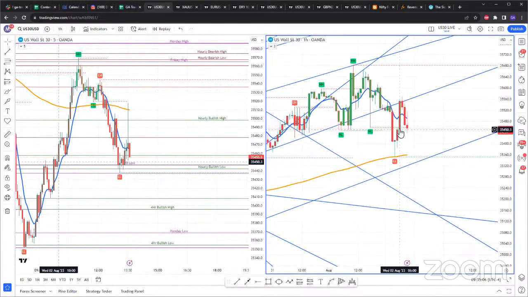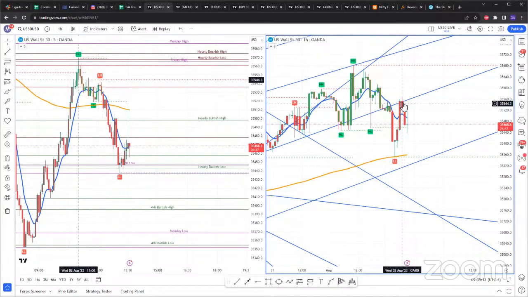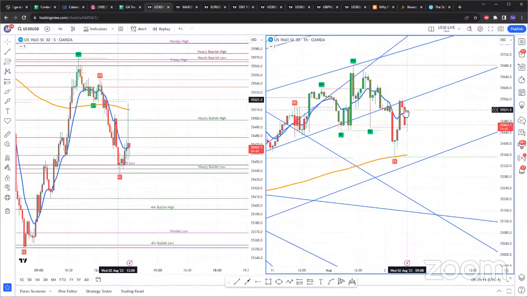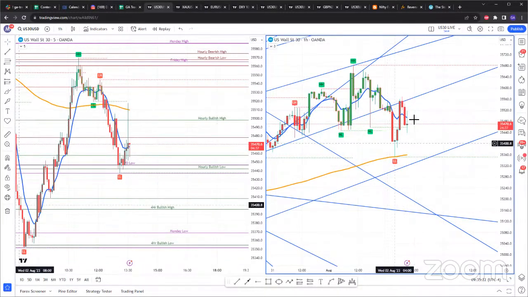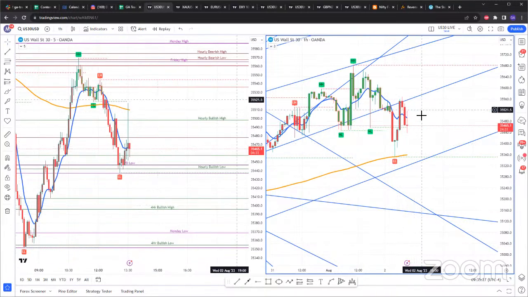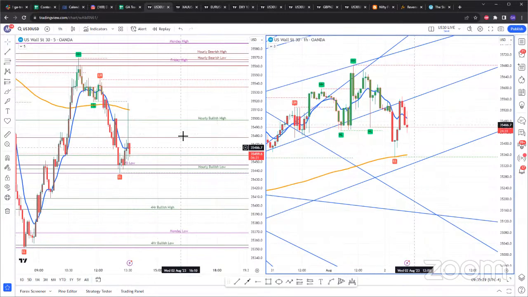On the hourly time frame, we had a retest right here, and then we had this hourly candle that failed to close above and then closed below. Then this next hourly candle went to try and retest the trend line and then close below. So currently, you can see we are more in a downtrend for US 30.